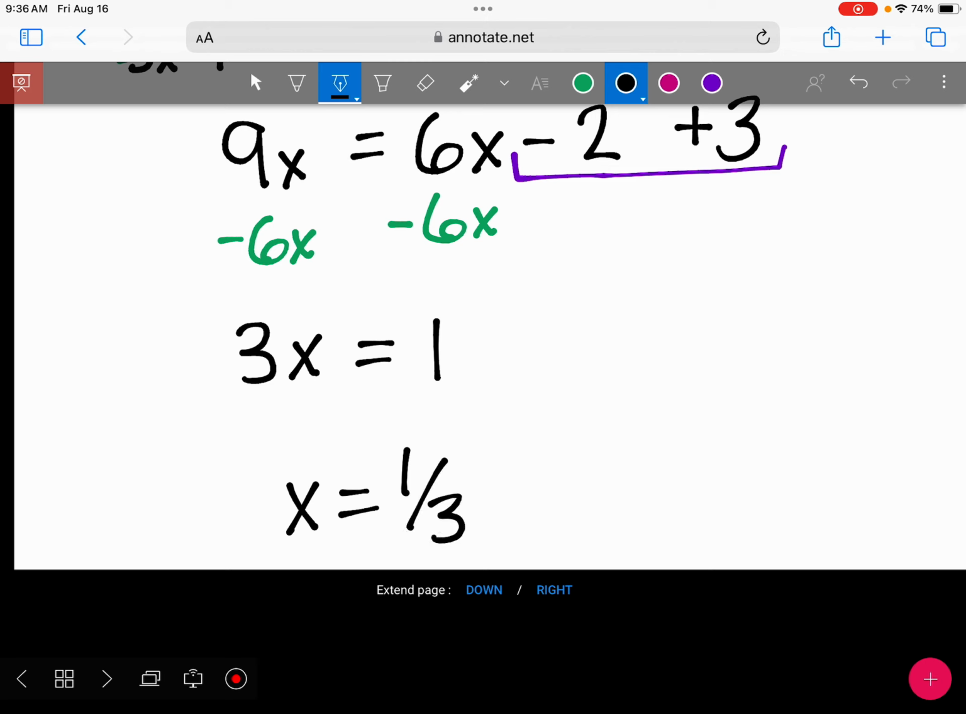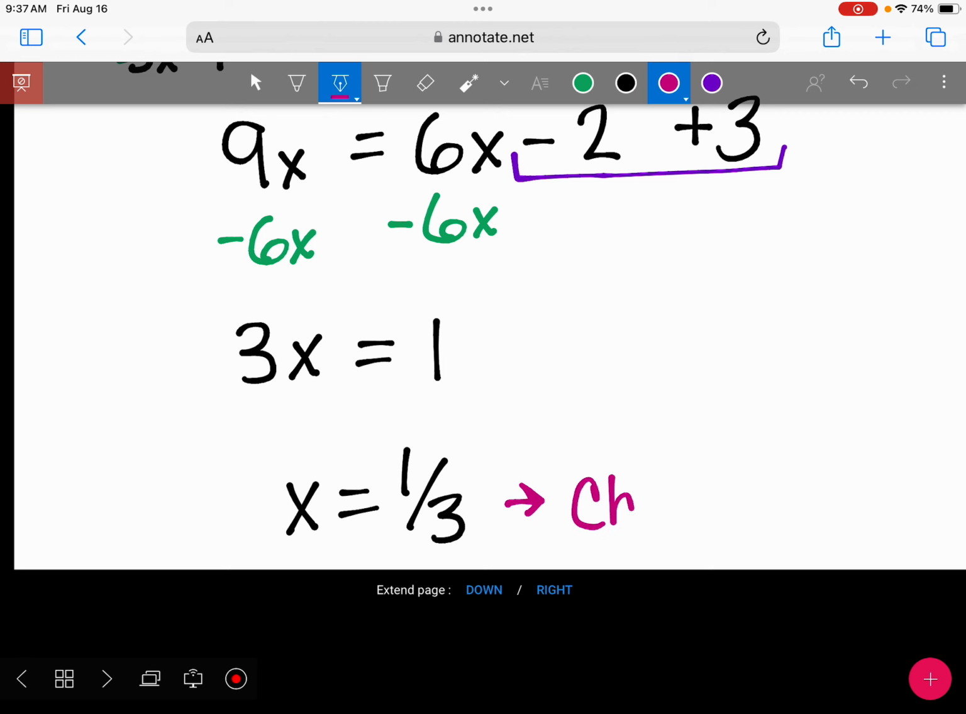So if my x is 1/3, is this going to be a valid solution for this problem? No. Why not? If I substitute in 1/3 for x, I'm going to wind up with a 0 in the denominator. You can't have zeros in the denominator. So does anyone remember what that's called? Extraneous. It is extraneous.